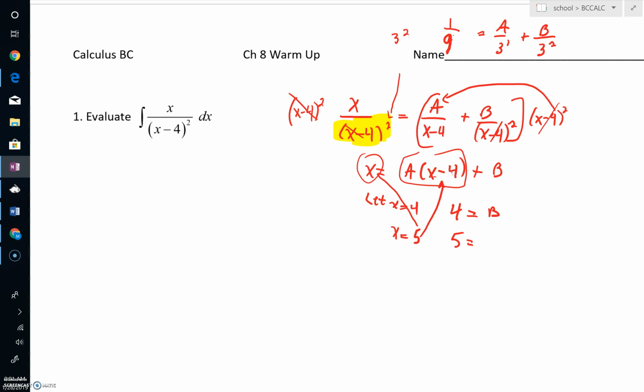5 minus 4 is 1, and 1 times a is just an a. And you have a plus b, but now you know what your b is. Your b is a 4. And you can quickly see that a would equal 1.